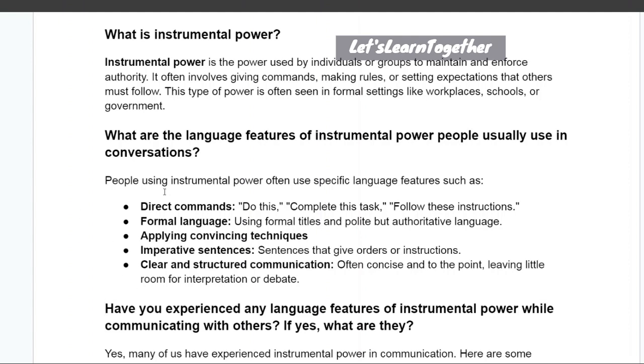Okay, so here are some examples that people using instrumental power often use specific language features, such as direct commands: do this, complete this task, follow these instructions. These are basically the things that we find our teachers telling our students. Then formal language, using formal titles and polite but authoritative language, applying convincing techniques.